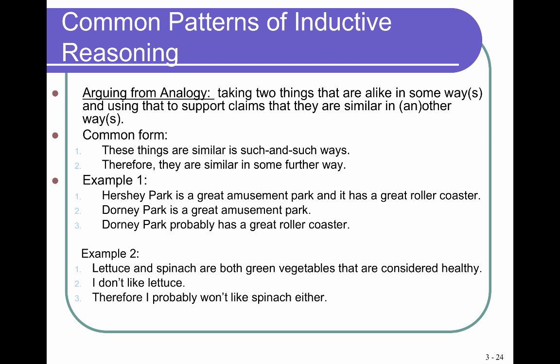So in both of these cases, in the first one I'm comparing two different amusement parks together and saying they are alike enough that what is true about one is probably true about another thing. And in the second example, I'm comparing green vegetables and saying, since I don't like one kind of green vegetable, I probably won't like the other kind either. This part of Chapter 3 was devoted to understanding the different patterns that deductive and inductive arguments take. It's really important to know what kind of argument you're looking at, because in the next part of this lecture, you're going to need that information so you can tell if the argument is well-reasoned or poorly reasoned.